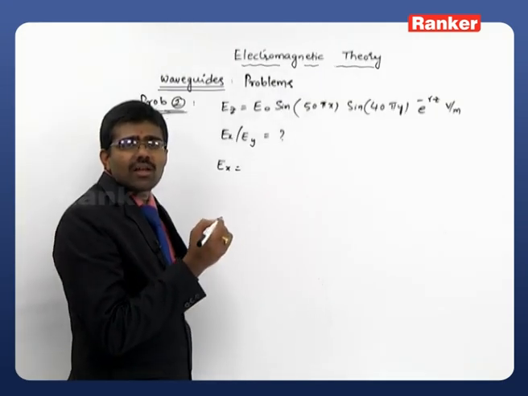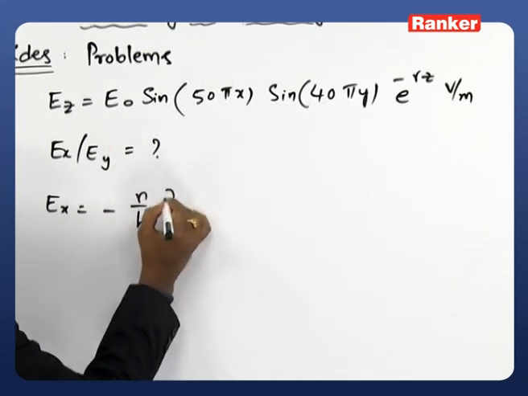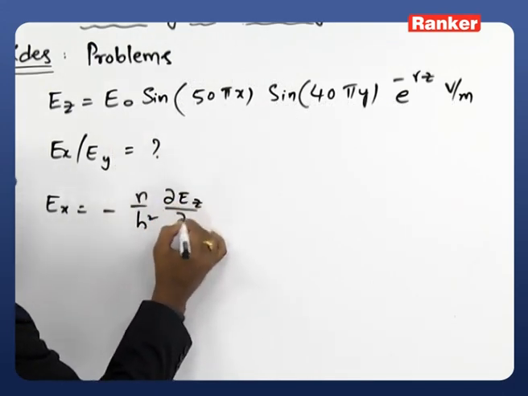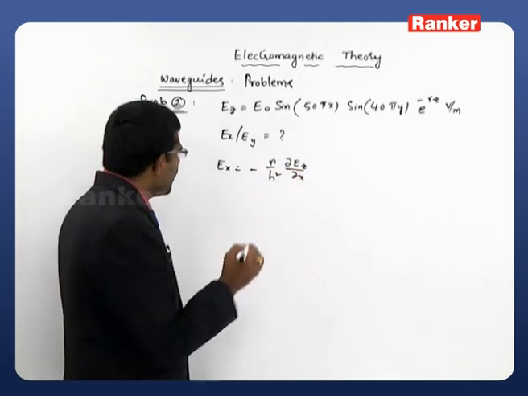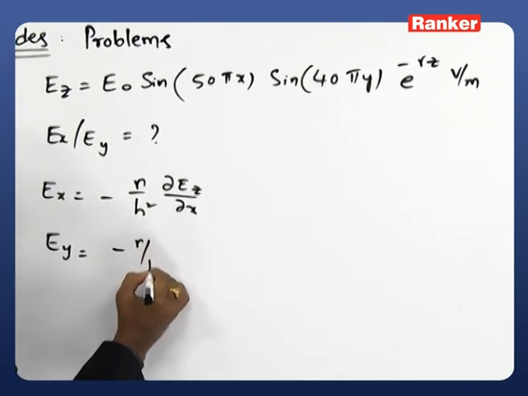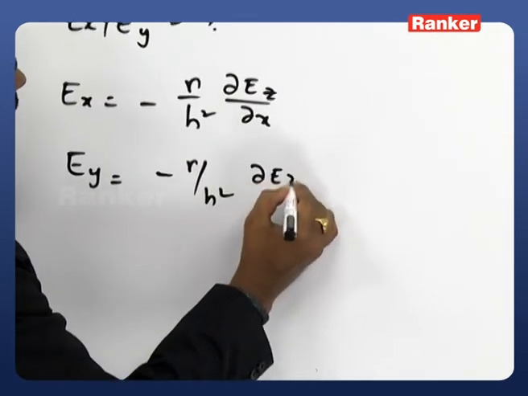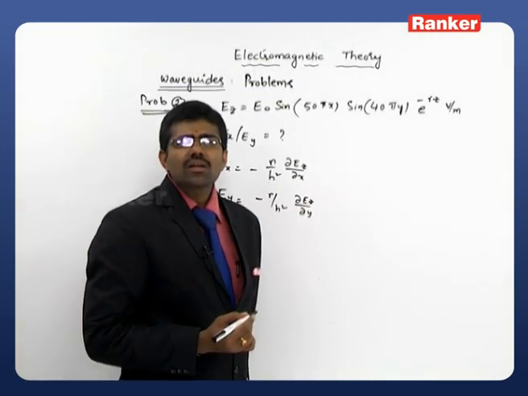What is the equivalent equation for Ex after putting Hz = 0? Simply Ex = minus gamma by h square dou Ez by dou x. So substitute Ez here. Similarly, Ey = minus gamma by h square dou Ez by dou y. So these are the equations in terms of our Ez.